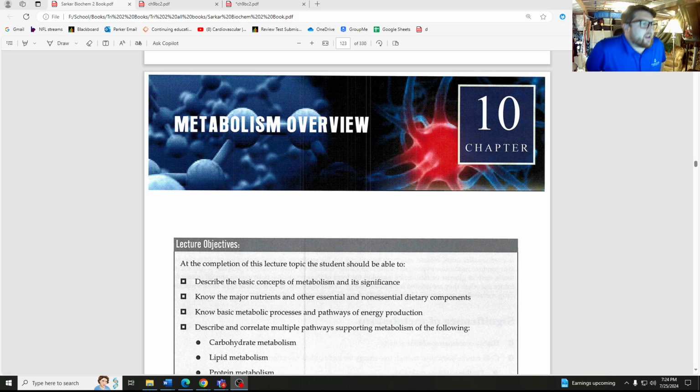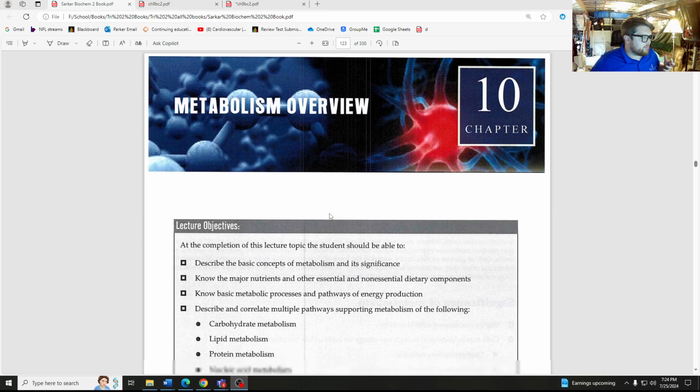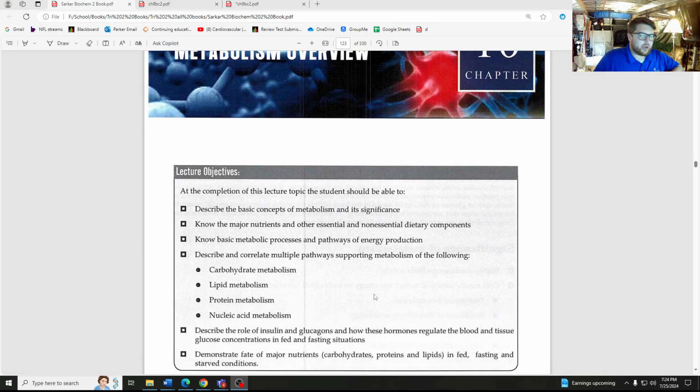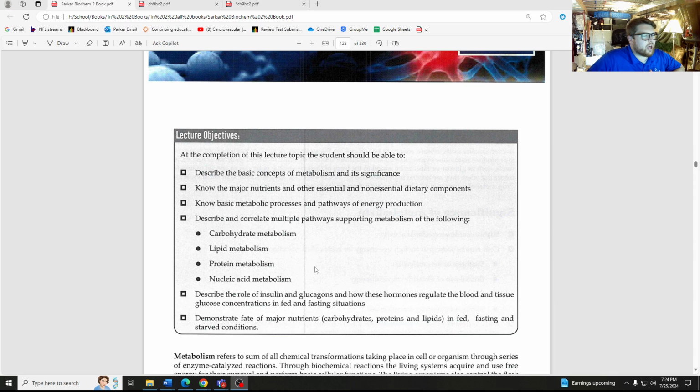We're going to keep on rolling right into Chapter 10, the Metabolism Overview. This is going to be bringing full circle a lot of the material that we've learned in Biochem 1, as well as some of the stuff that we talked about with the lipid metabolism at the beginning of Biochem 2. So a lot of this is going to be review, so we'll see. There's a lot of reading involved in this chapter, so we'll try and get through it as quick as we can. Hopefully do it in one video. If not, we'll split it up into two parts.